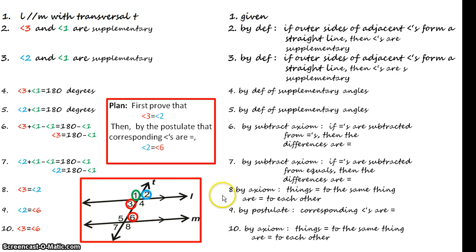So there you have it. We have proven that alternate interior angles are congruent.